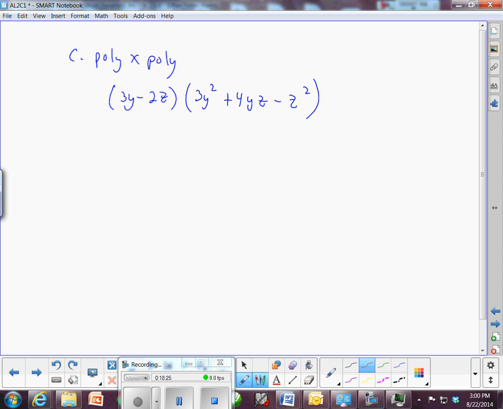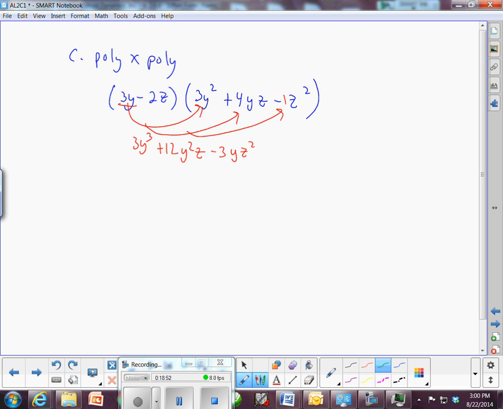So I've got to distribute first times first. A 3y times a 3y squared is a 3y cubed. First times second, 3 times 4 is 12. Y times y is y squared times z. Distribute my front times my back. 3 times a negative 1 is a negative 3. And then you have the y and the z squared.